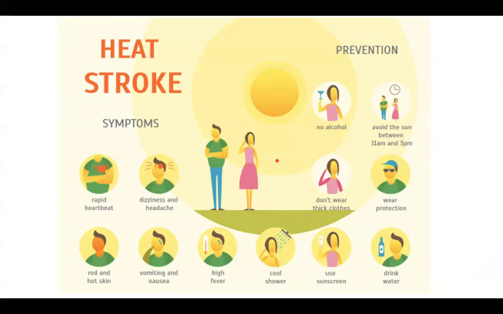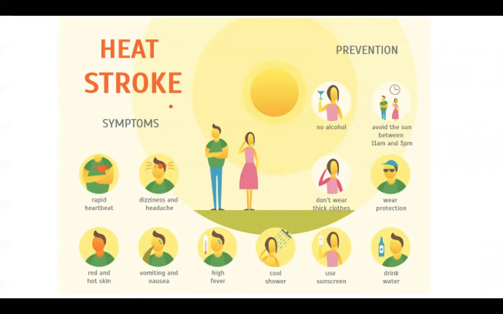So how can you prevent sunstroke from taking place? You must not consume alcohol during dry, hot weather. Avoid the sun between 11 a.m. and 3 p.m. That's when the temperature is highest and the sun is releasing a lot of heat. Don't wear thick clothes. Prefer to wear thin cotton clothing. Wear protective gear like sunglasses and a cap. Use a sunscreen when you go out. Take a cool shower regularly and drink lots of water. So when you do all this, you are going to ensure that heat stroke or sunstroke does not affect you.